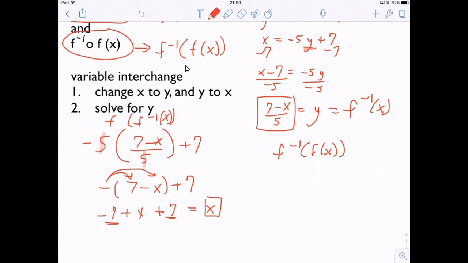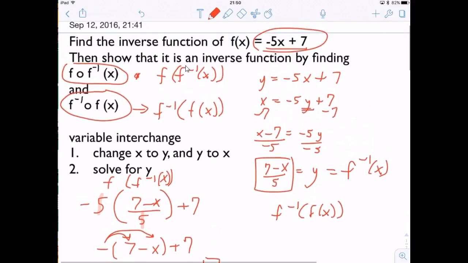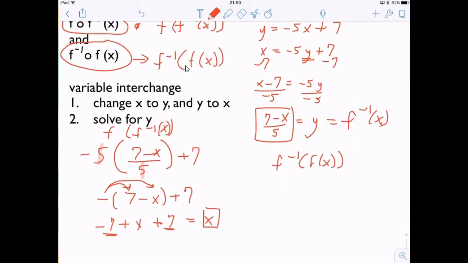Okay, next I'm going to show that f inverse of f of x is also equal to x, okay? So first I put f of x. F of x is negative 5x plus 7 in the inside, okay? I'm putting it inside of the inverse function. So I'm going to have 7 minus something, which is the f of x function, divided by 5.